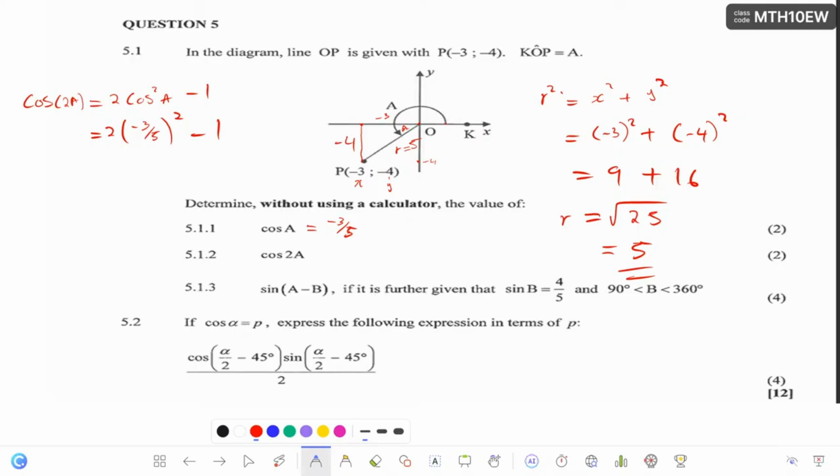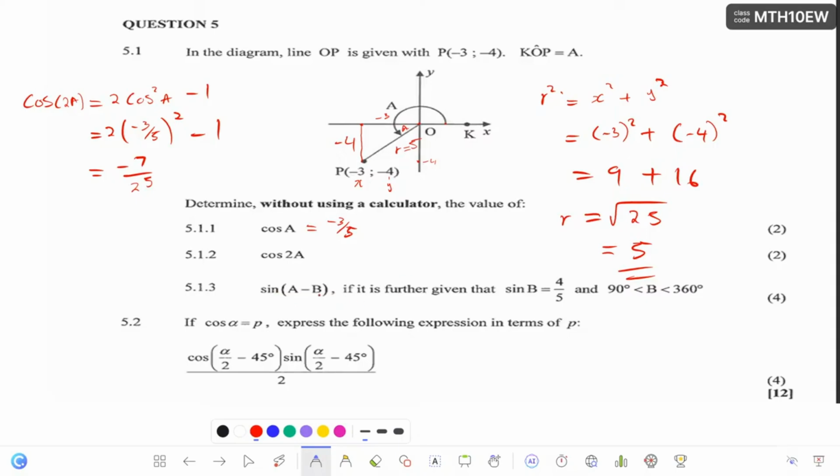If we use our calculator, we find our answer: 2 into (-3 over 5) to the power 2, minus 1. So our answer is going to be -7 over 25. I know they said without the use of a calculator, but the way you interpret this, they won't know that you used a calculator. So you're still on the right track.